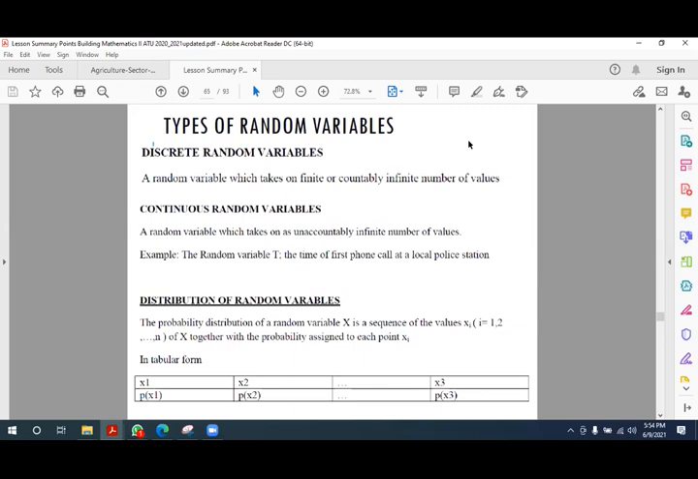Now, there are two main types of random variables, or stochastic processes. We have discrete random variables, and we have continuous random variables. For example, the number of cars that arrive at a car park is a discrete random variable because we can count it and they are finite. But the time it takes to be served at a bank or at a restaurant is a continuous random variable because time is continuous.